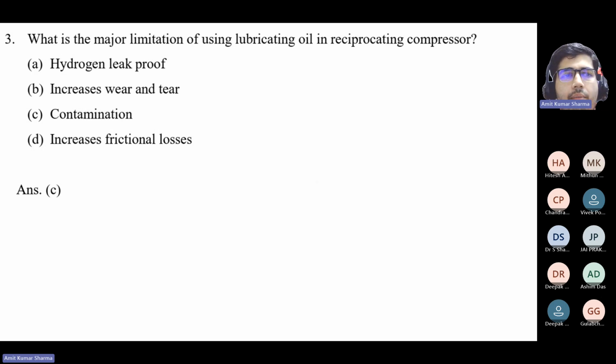Okay, so it's correct. If you are having lubricating oil, then there is a chance of contamination from that oil. Because if you are using lubricating oil, it will not increase the wear and tear, it will decrease it. It will not increase the friction, it will decrease it.